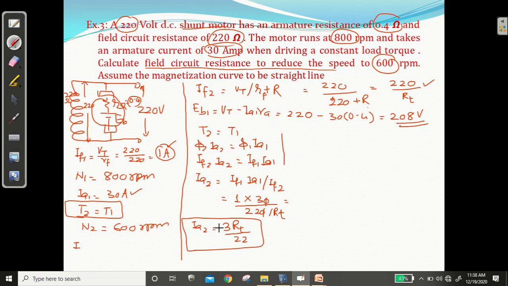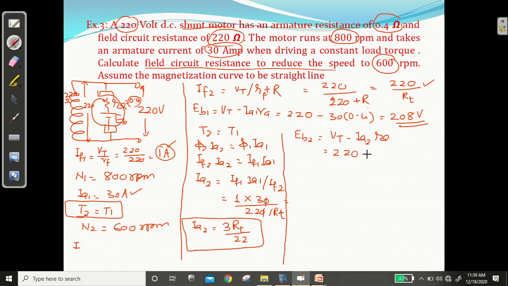So by, if you know it, you can get the EB1. We got EB2. What is the EB2? EB2 equal to what? VT minus IA2 RA. We are not inserting a resistance in series with the armature here in this problem, so it will be RA again. VT कितना है?